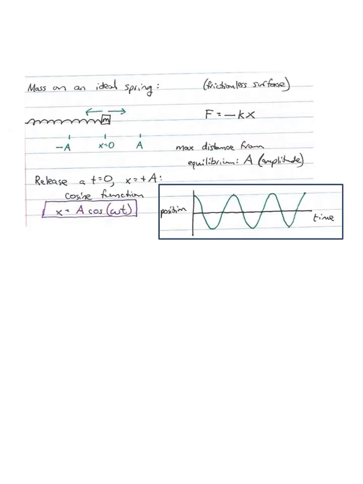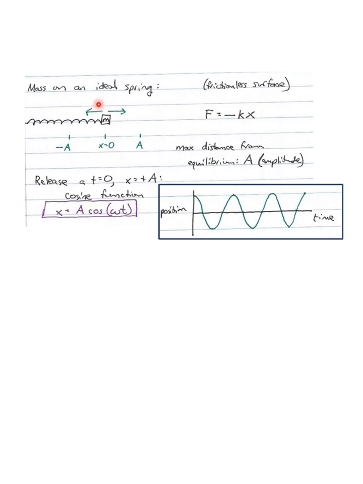Let's consider that mass on a spring, gliding back and forth on a frictionless surface. There on the picture is the mass. Right now the spring is at equilibrium, x equals 0, so it's going to oscillate back and forth. The distance it's going to go from equilibrium is a distance of A. And by the way, I use the letter A because A stands for amplitude. It's going to be the amplitude of that sine function.